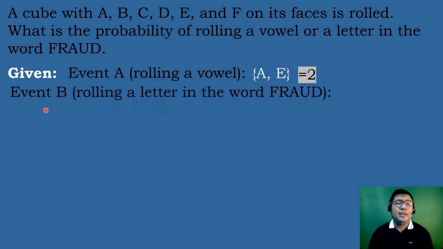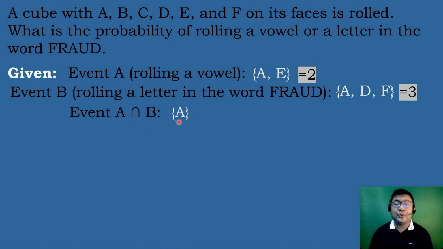After that, event outcomes for event B, rolling a letter in the word prod, is equal to the letters A, D, and F. Letter A is found in the word prod. Same goes with letter D and letter F. So these are the three letters. So we have event B, which is equal to 3. And then for event A intersection B, what are the letters that occurred in both events?